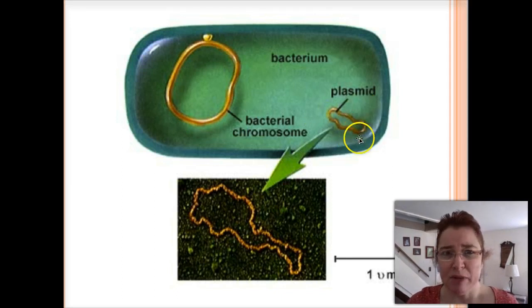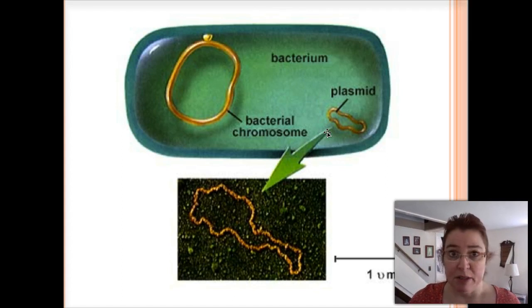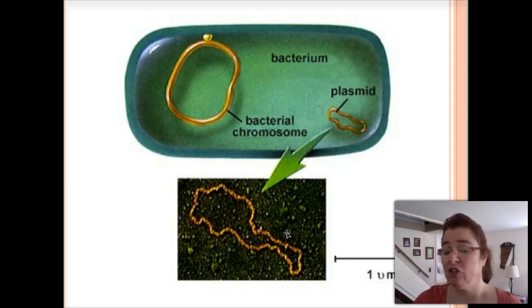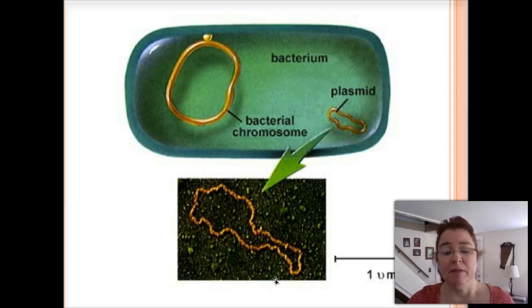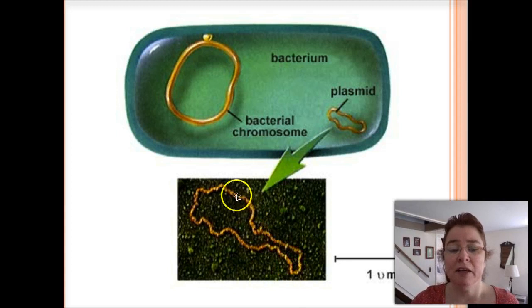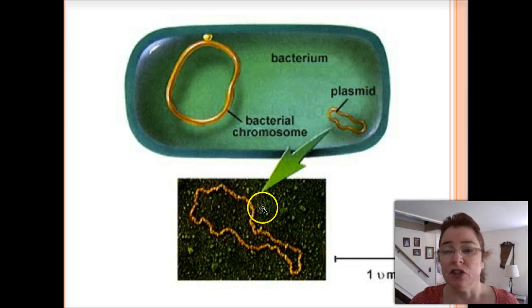This little extra piece of DNA over here is a plasmid. Remember, plasmids are not essential for life, and not all bacteria carry plasmids. Plasmids typically code for traits that give a bacterium a survival advantage. Down here on the lower part of the slide, what you're looking at is a highly magnified picture of a bacterial plasmid. So this is an actual plasmid inside a bacterial cell, and as you can see, it is circular.